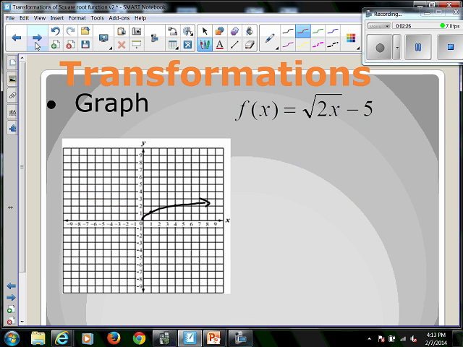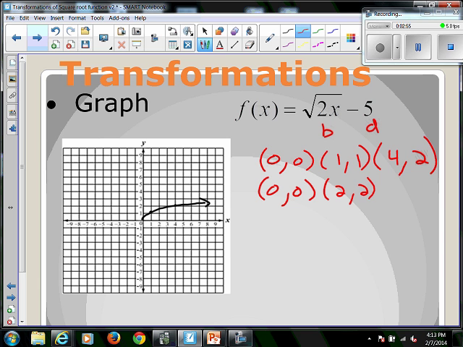Now let's look at another one. This time we have B and D. B, we have a vertical stretch by a factor of 2. D, we have a vertical shift 5 units down. So I'm going to do B first. Remember to do B, we need our 3 ordered pairs, and we're going to multiply both the x and the y by 2. I get 3 new ordered pairs, and I'm going to plot those 3 points. Notice that it stretched, so it got further away from the x-axis.